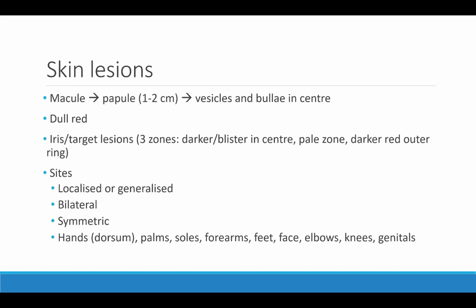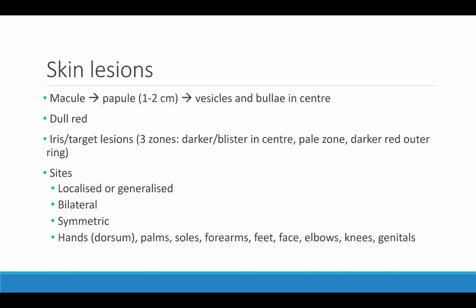For the skin lesions, you first have a macule progressing to a papule measuring around 1 to 2 centimeters, and then further developing vesicles and bullae in the center. The lesions are dull red, and they are known as iris or target lesions because there are 3 zones. First, you have a darker area or blister in the center, followed by a pale zone, and then a darker red outer ring. Sites can be localized or generalized, but are typically bilateral and symmetric.